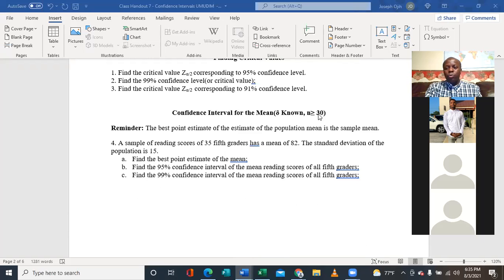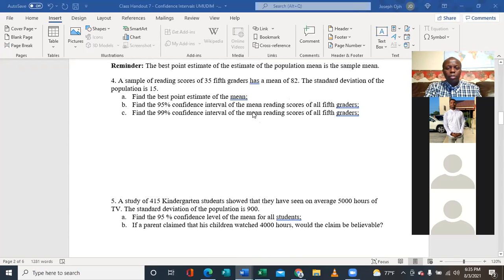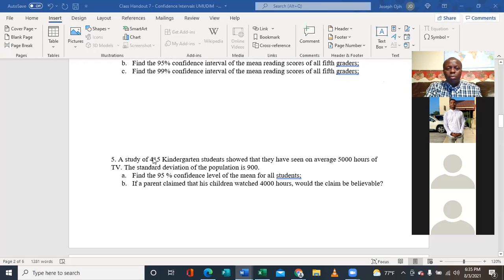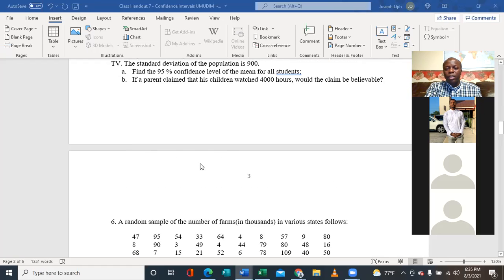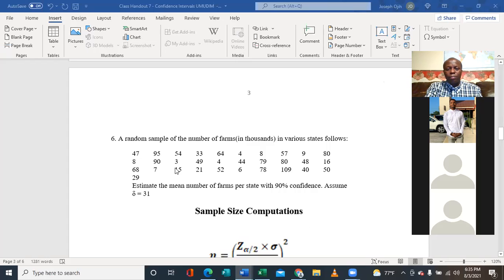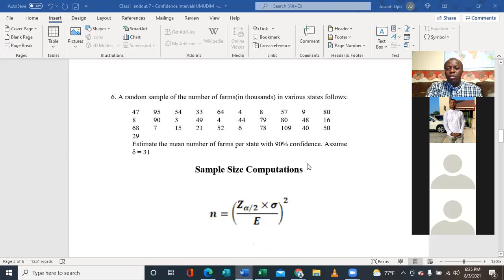And we know the value of the standard deviation. So if you look at this one, the sample size is 35 fifth graders, which is bigger than 30. The sample size is here. We didn't do this one, but you can do it as a practice; it's 415 kindergarten students. This one we did is about 31 of them. 1, 2, 3, yeah, 31 samples I used here.